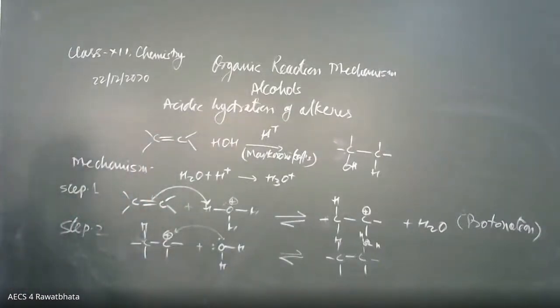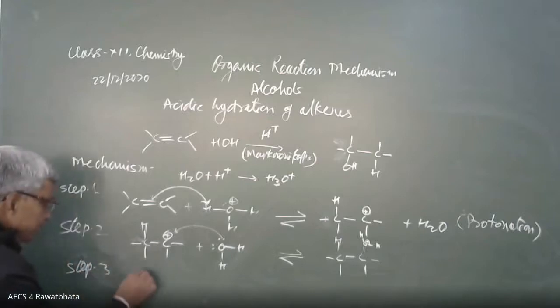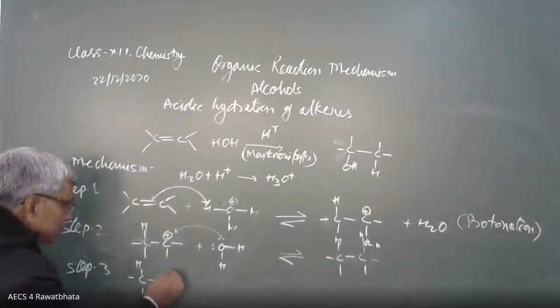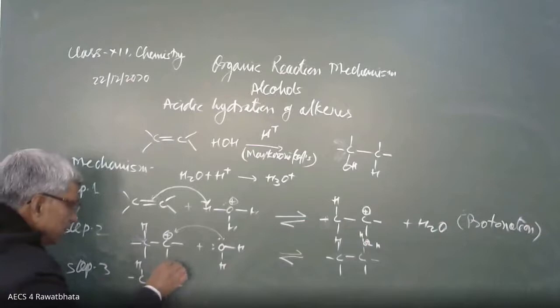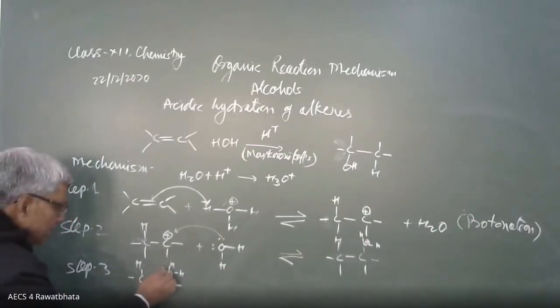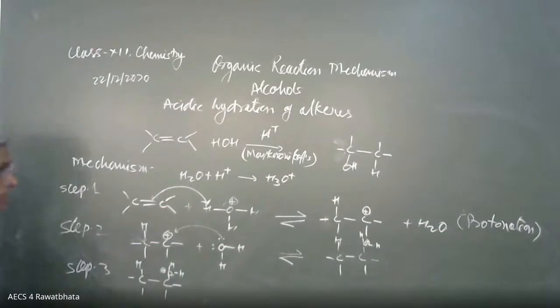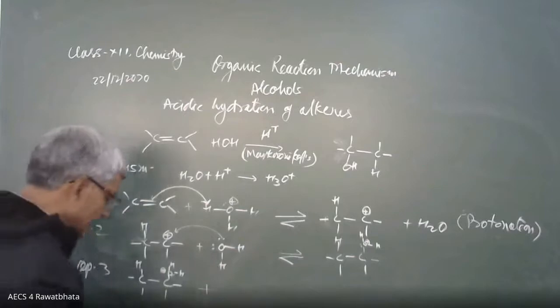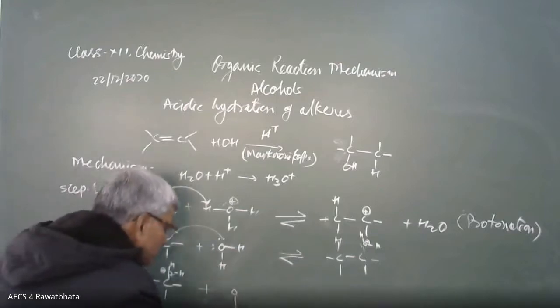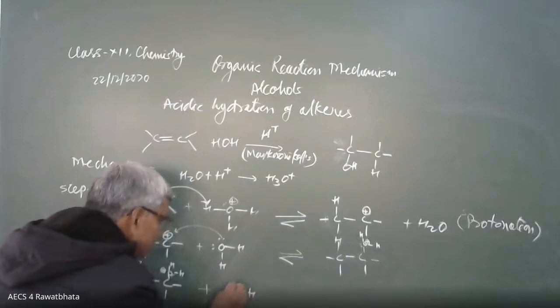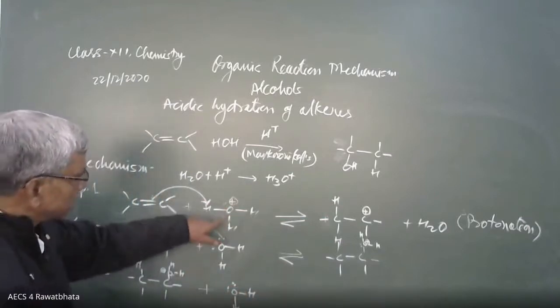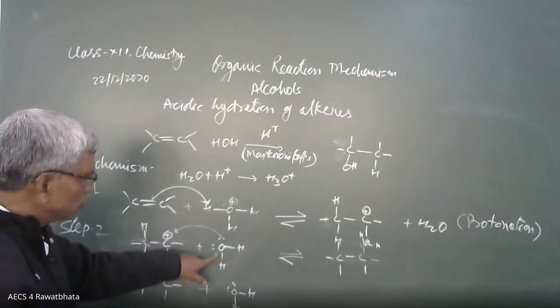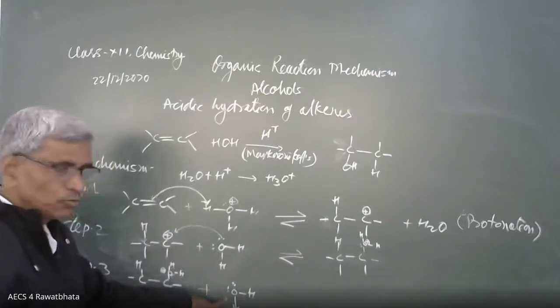In step 3, here is hydrogen, here is C, here is O, bond H, bond H. This can be written here also. Here is the positive charge with a pair of electrons. An electron pair remains there. It is going to combine with water again, oxygen, hydrogen, hydrogen. Take care. In step 1, H3O combines. In step 2, H2O combines. In step 3, again H2O combines.